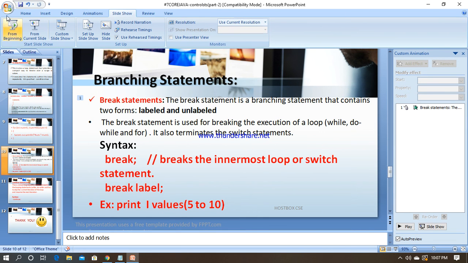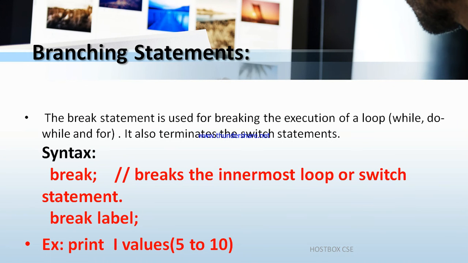Next we go to the branching statements. From here no need of execution, because these are very simple, just for understanding. Sometimes we use these in Java programs. What is a branch statement? We have one called the break statement. It is used for breaking the execution of a loop, and it works with while, do while and for. It also terminates the switch statement. In the switch statement, you can see the break in between. The syntax is break or break label. It breaks the innermost loop or switch statement. Break label can also be used.